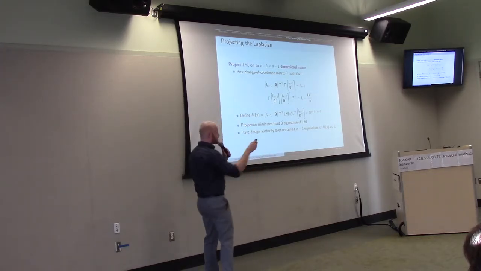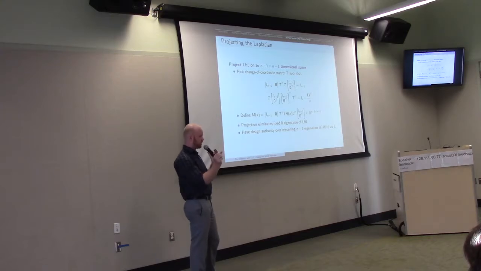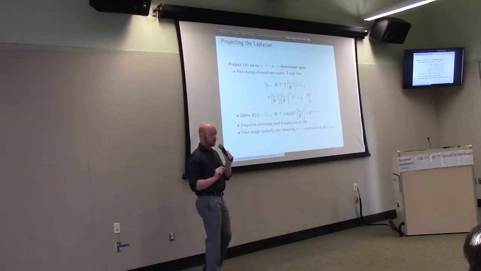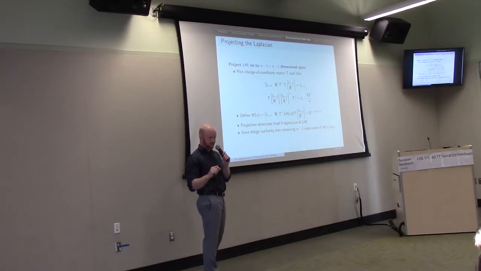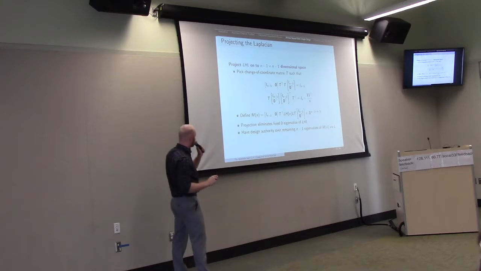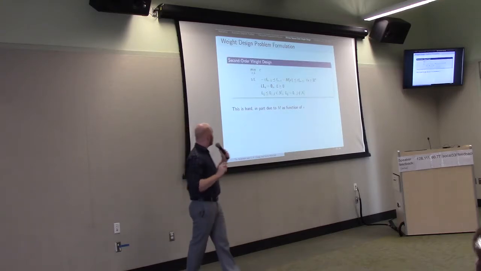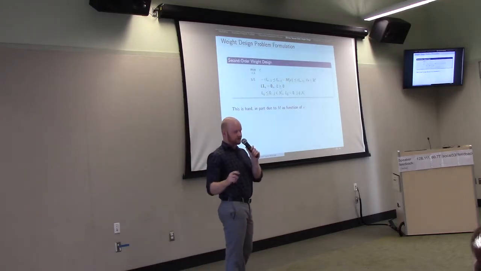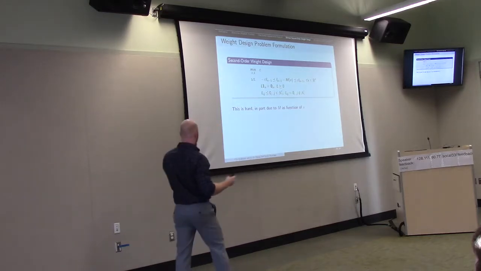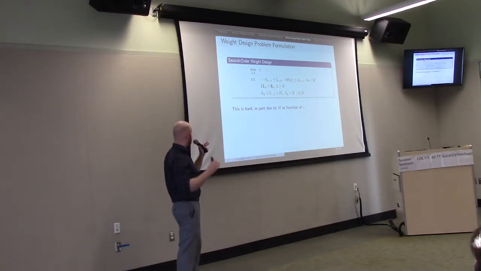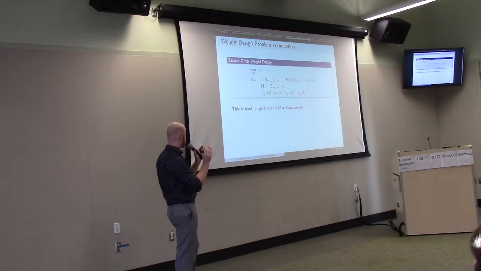And again, this is changing in x, but think about just fixing x for now. We have design authority over the elements of L, and so we can wiggle around these eigenvalues if we're clever enough about it. So what does that look like? This is the second order weight design problem that's going on here. So this is sort of standard. You can see we're trying to shrink this epsilon as much as possible.